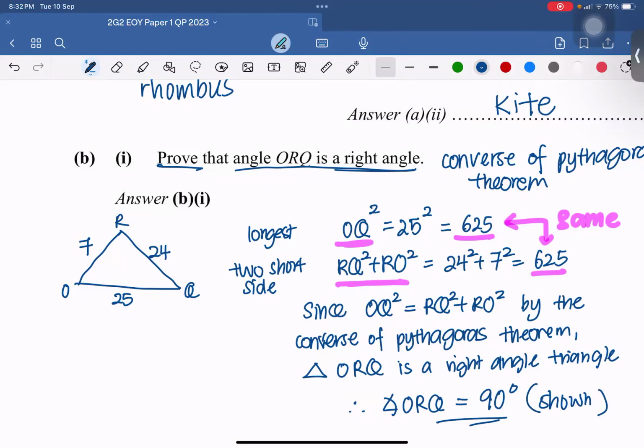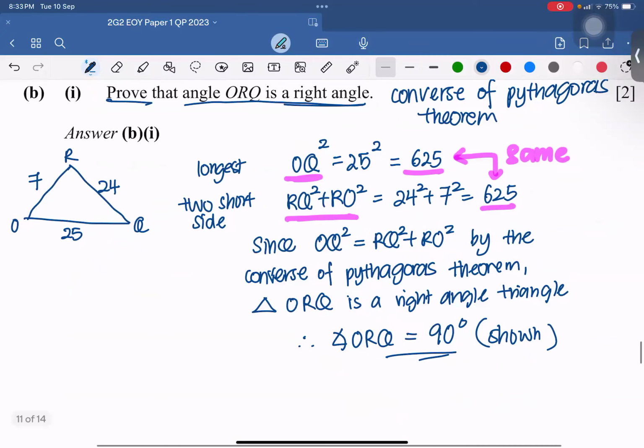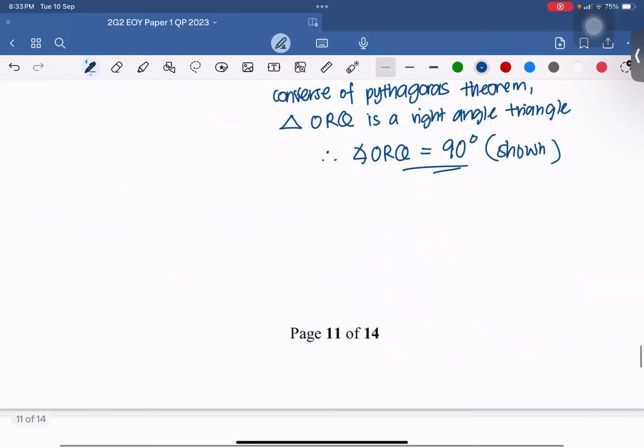Sure, confirm, tested. So please remember this question. Please do memorize the converse of Pythagoras theorem. Okay, next question, next part.